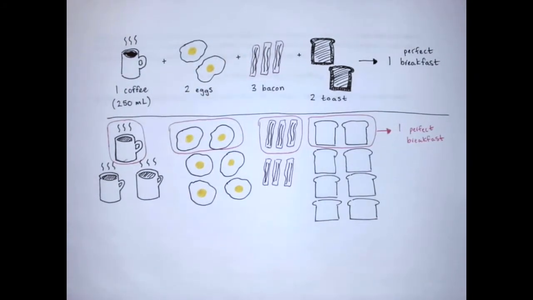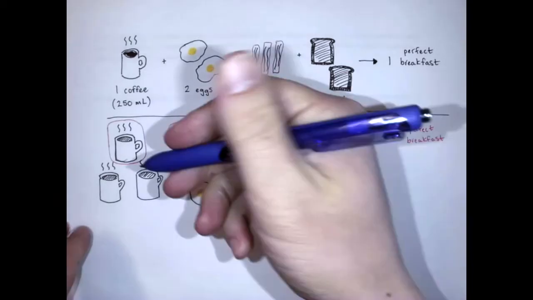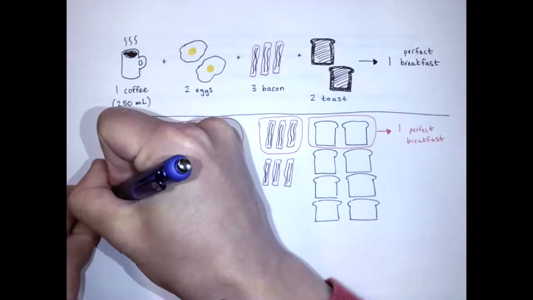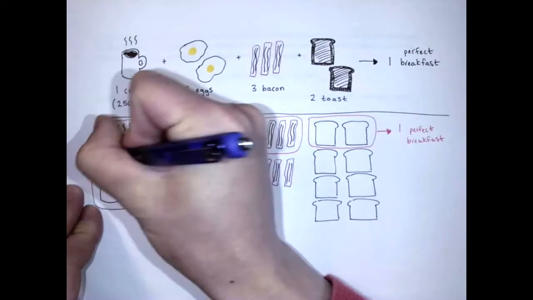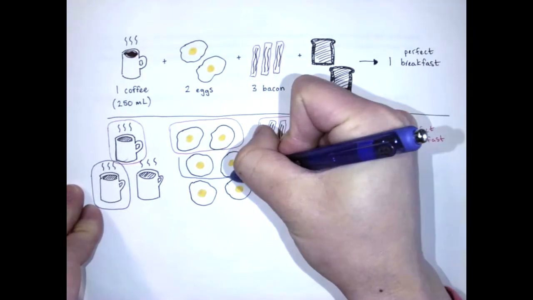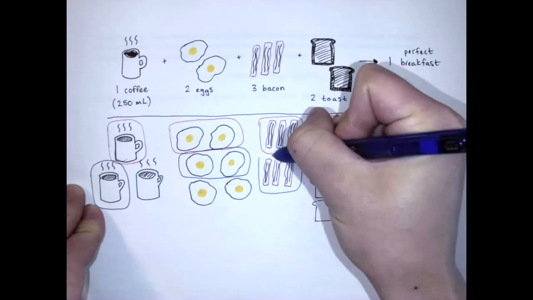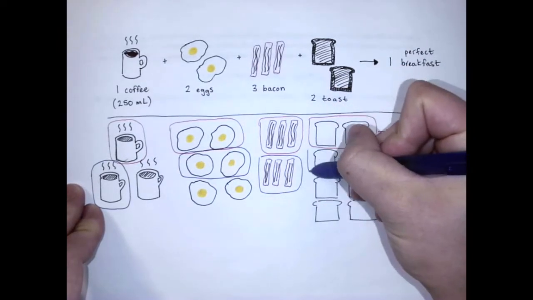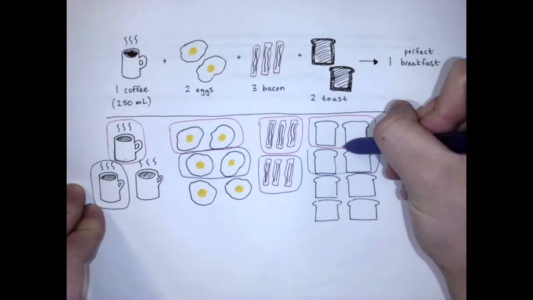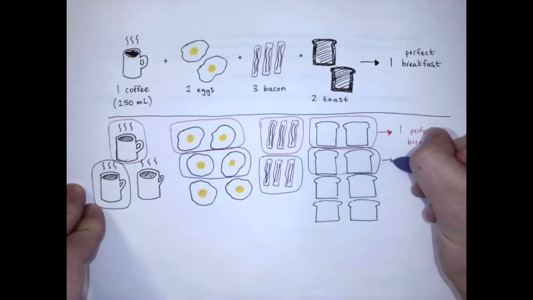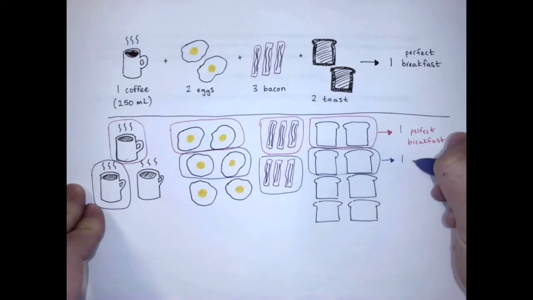Let's see if I have enough to cook for a second one. Well, I've got another cup of coffee. Got enough eggs for a second friend. I've got enough bacon for a second friend. And I've got enough toast for a second friend, which means I make another perfect breakfast.